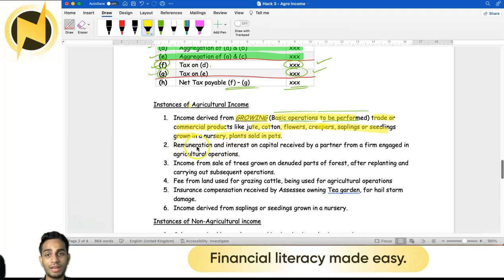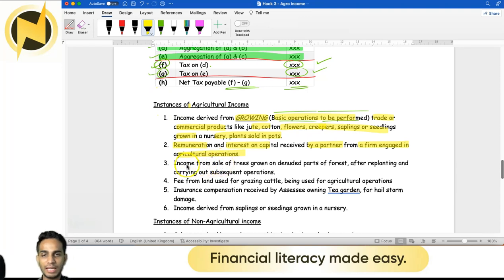Next, very important. Remuneration or interest on capital received by a partner from a firm engaged in agricultural operations. So if I'm a partner in a firm and my firm conducts agricultural activity, the remuneration that I receive, the interest on capital that I receive, is agricultural income, free.